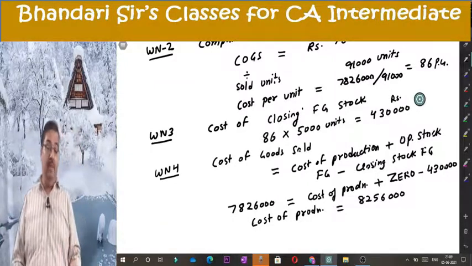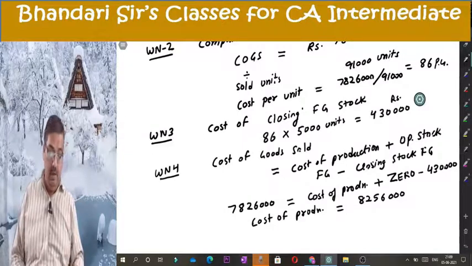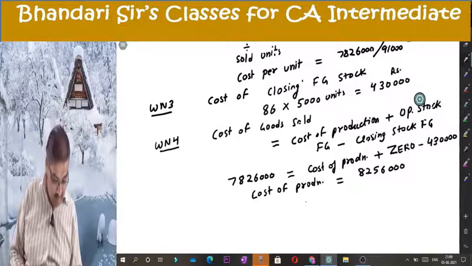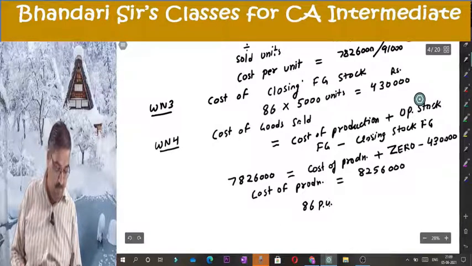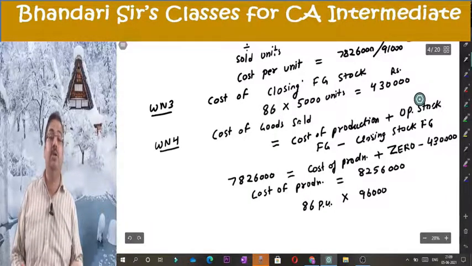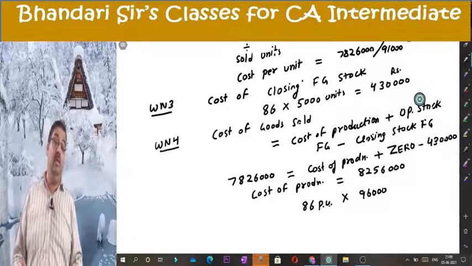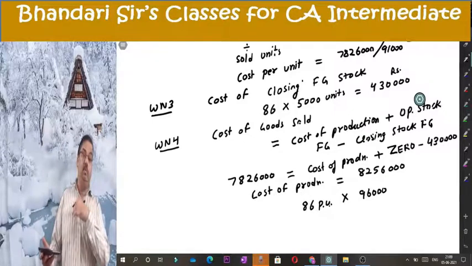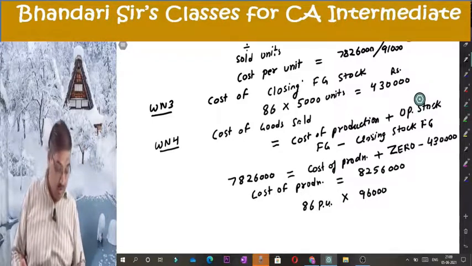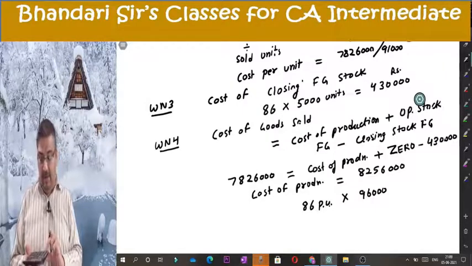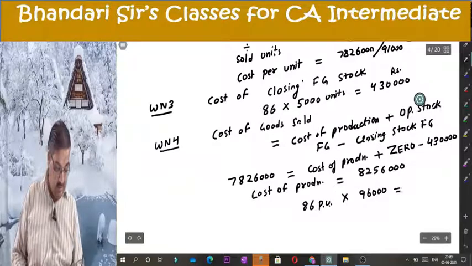Now it can be verified as I was doing earlier. If I have to compute cost of production directly, it is 86 per unit multiplied by good units of production. Good units, because defective units will not come here, their credit for recovery is reduced before reaching this cost of production. So this is 96,000 multiplied by 86 per unit. It is same. This is verification only.